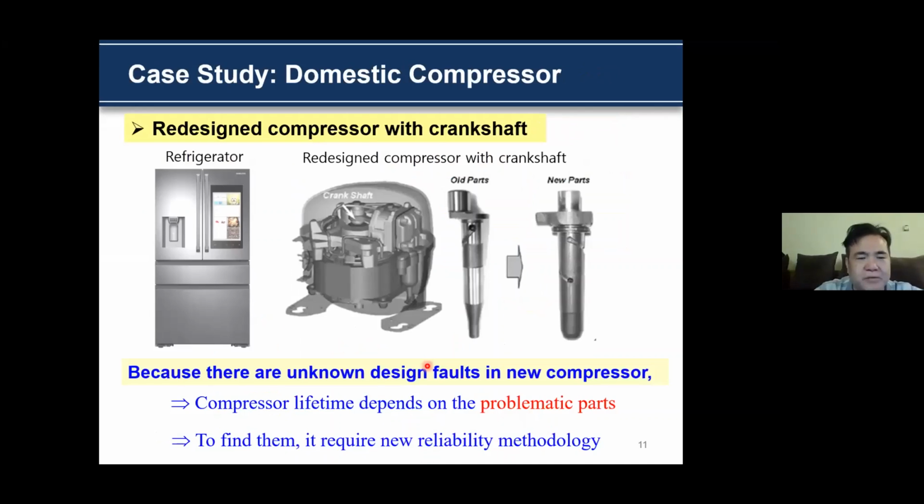I will show one of the case studies. This is a refrigerator, and this is a compressor with a redesigned crankshaft.